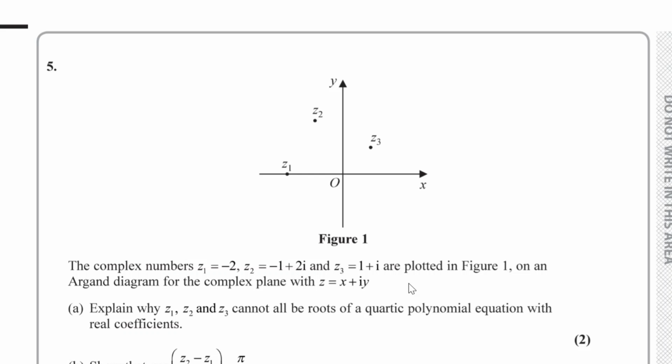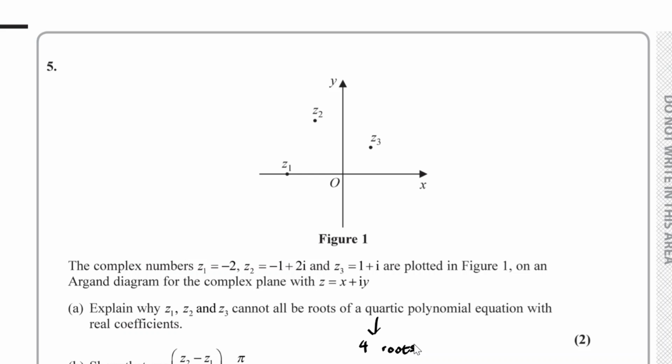Question number 5. The complex numbers z1 equals minus 2, shown here, z2 equals minus 1 plus 2i, shown here, and z3 equals 1 plus i, shown here. Those are plotted in figure 1 on an Argand diagram for the complex plane with z equaling x plus iy. For part A, we have to explain why z1, z2 and z3 cannot all be roots of a quartic polynomial equation with real coefficients. And of course, a quartic polynomial, we should know, has 4 roots.